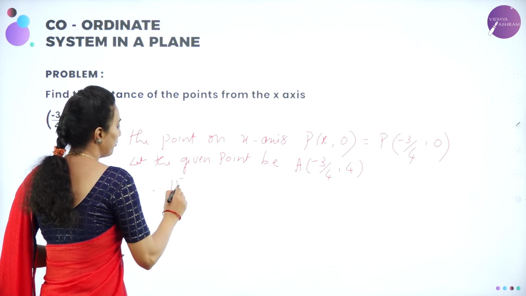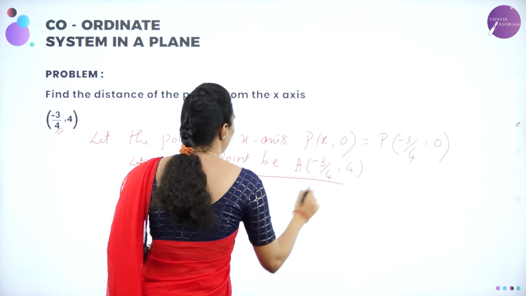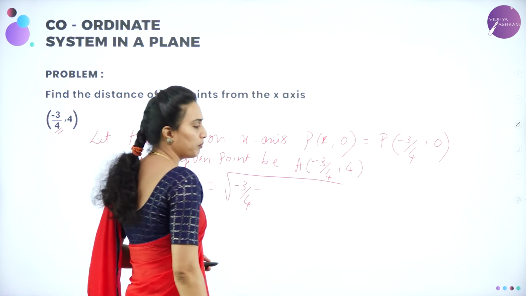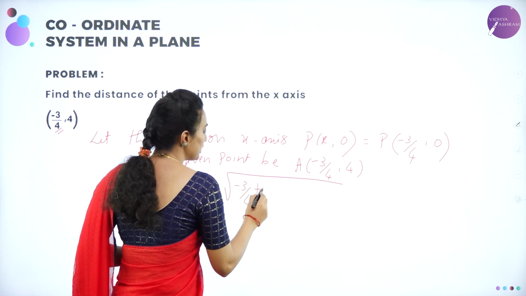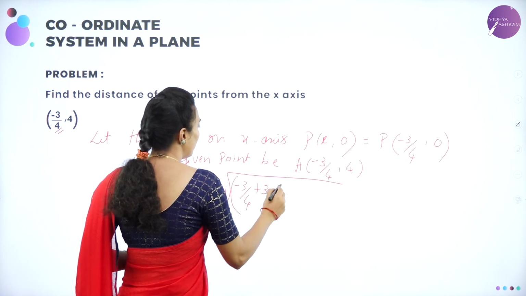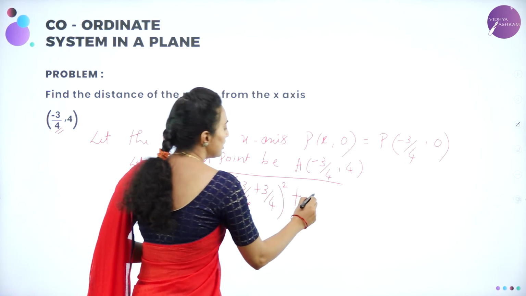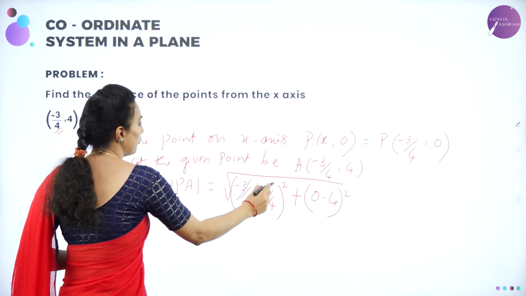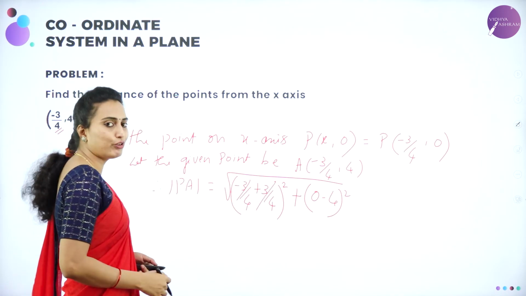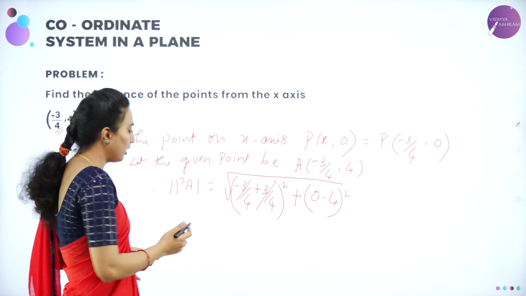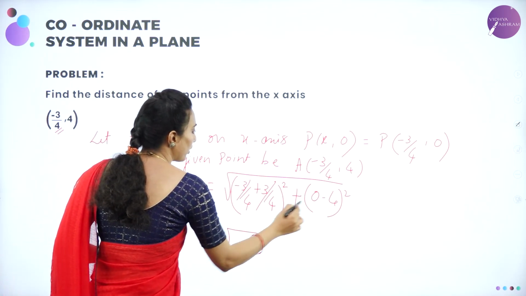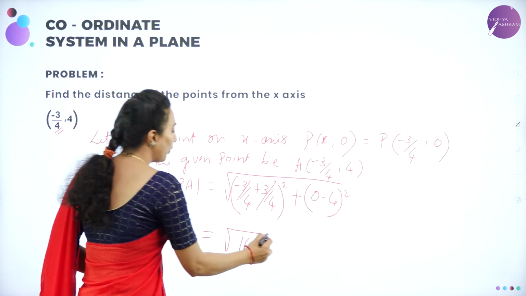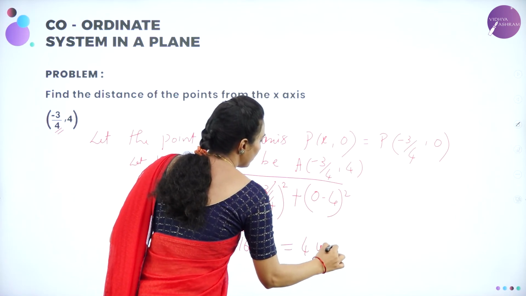Therefore, modulus of PA will be equal to square root of, minus 3 by 4 minus, again minus 3 by 4. So what will it become? Minus of minus becomes plus 3 by 4, so (minus 3 by 4 plus 3 by 4) whole squared plus (0 minus 4) whole squared. Minus 3 by 4 plus 3 by 4 will get cancelled. You are going to remain with 0 squared, which is 0. 0 plus anything will be the same thing. So the answer is square root of (0 minus 4) squared, which is 16, because minus 4 whole squared is 16. Square root of 16, the answer is 4 units.